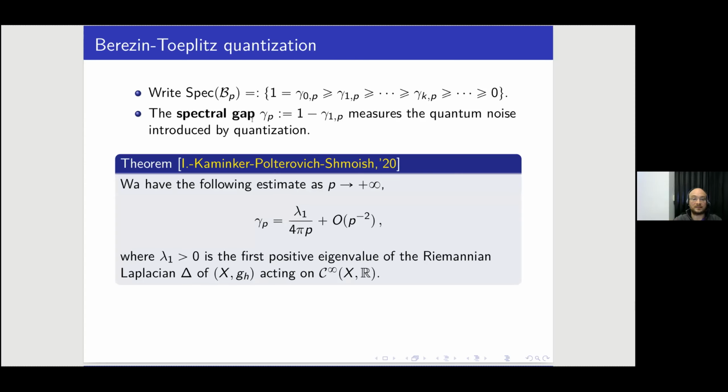And our result in this setting is to compute an estimate of this spectral gap when p tends to infinity in terms of the first positive eigenvalue of the Riemannian Laplacian, so the Riemannian geometry of X, right? So the highest order of quantization is controlled by the symplectic geometry. The next order, when p tends to infinity, so this tends to 0, is controlled by the Riemannian geometry of X, right? But in particular, this means that the spectral gap is strictly positive when p tends to infinity, because lambda 1 is strictly positive, right? Strictly positive, but tending to 0 as we approach the classical.